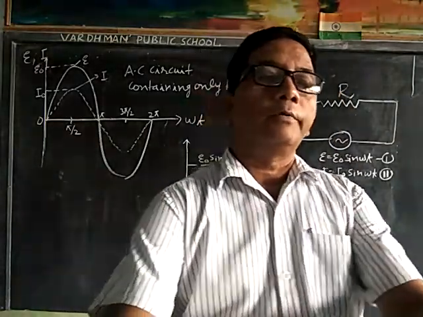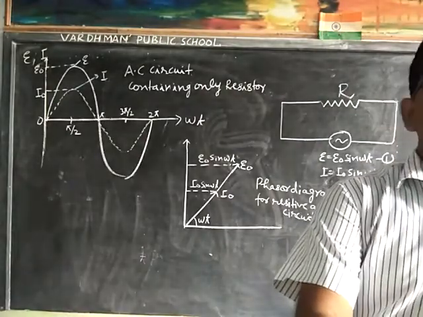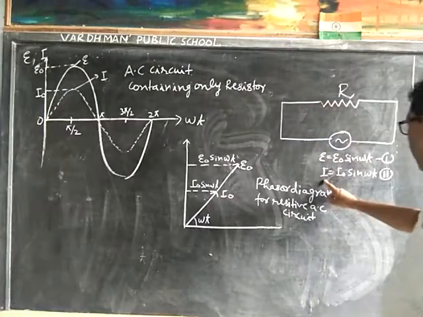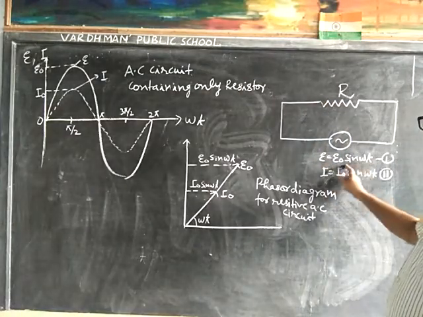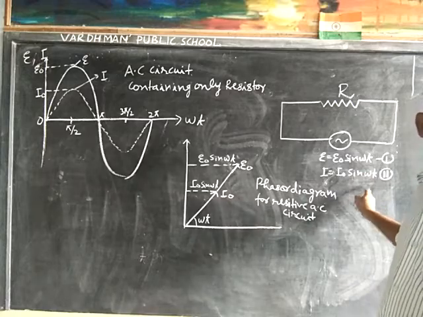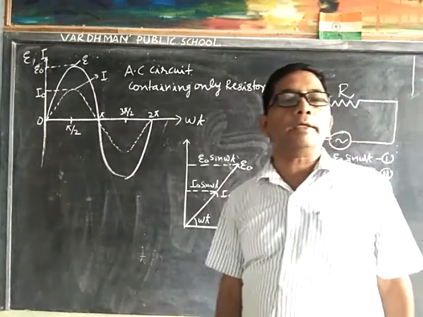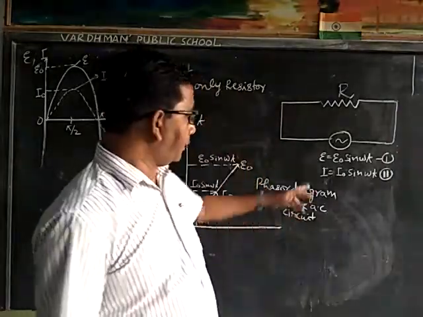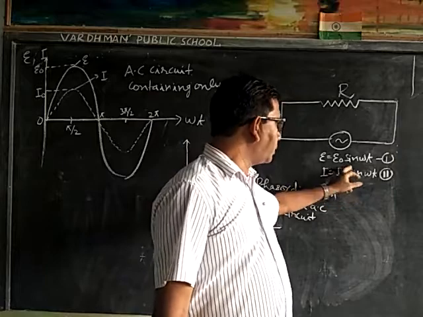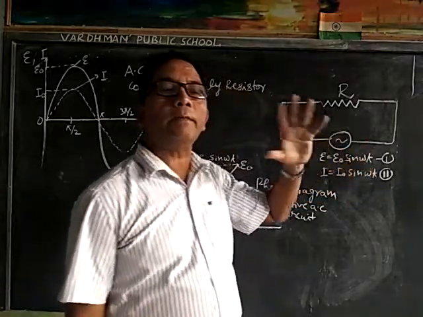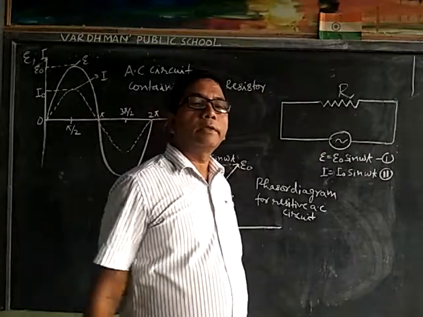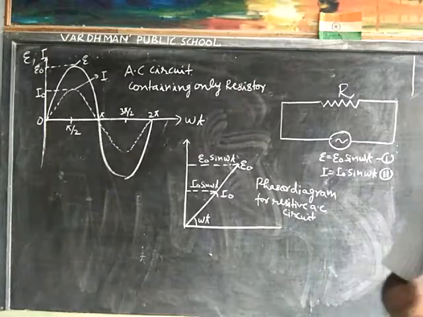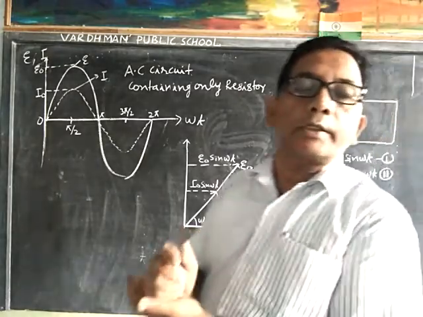Now we see I and E. I and E both are functions of sin omega t. Therefore they are in the same phase. So they are in the same phase for a resistive circuit.